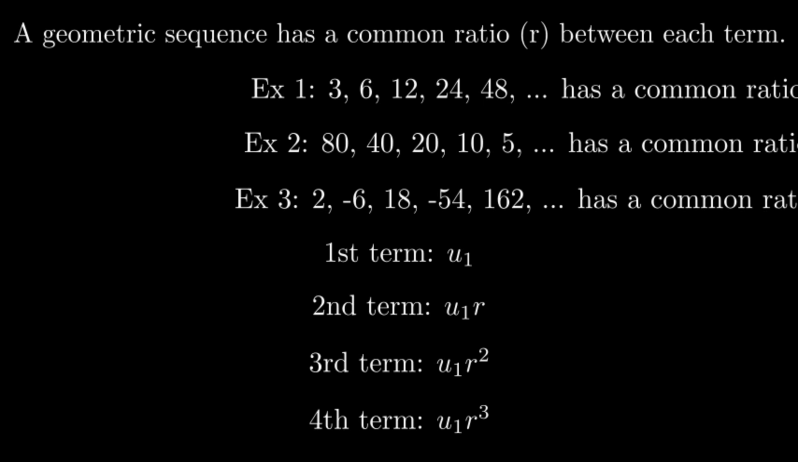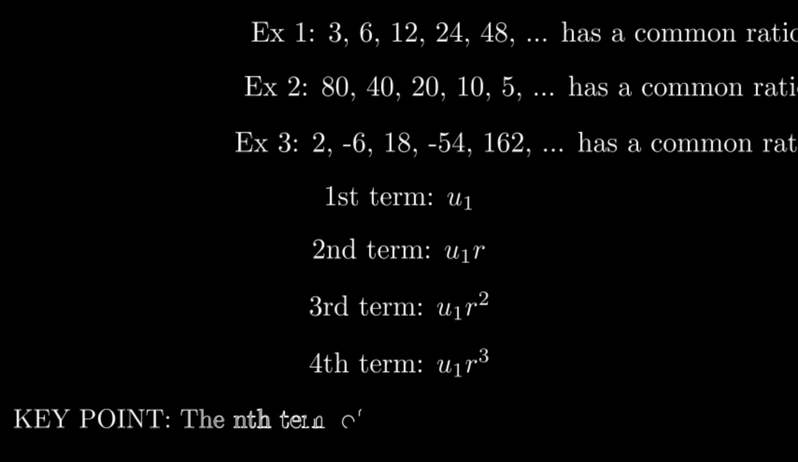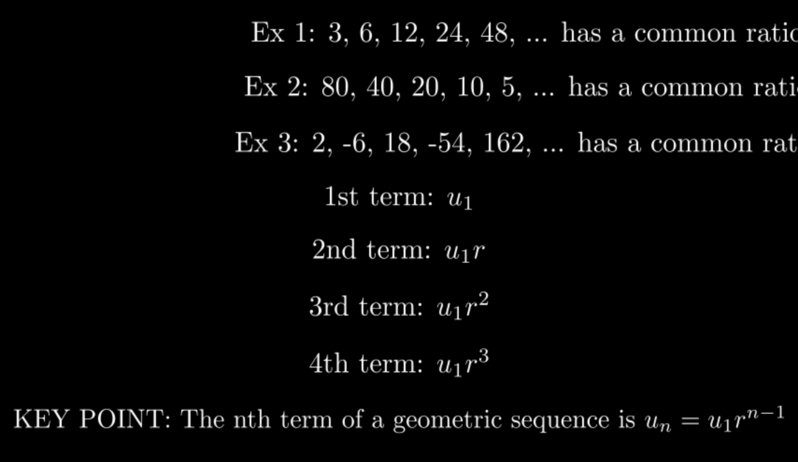This gives us our key formula for the nth term. The nth term, u sub n, is equal to the first term, u sub 1, multiplied by the common ratio r, raised to the power of n minus 1. This formula is incredibly useful because it lets us find any term in the sequence without having to calculate all the terms before it. Let's apply it to an example.